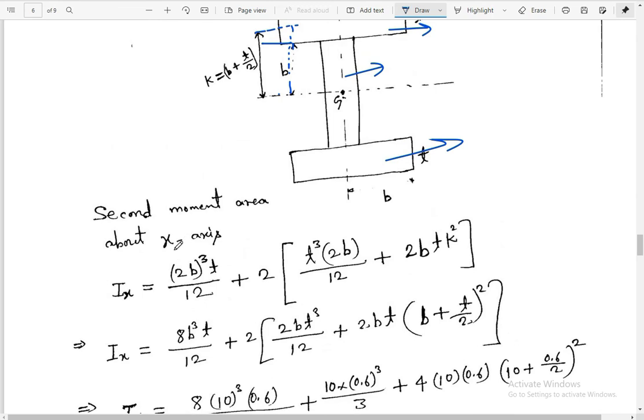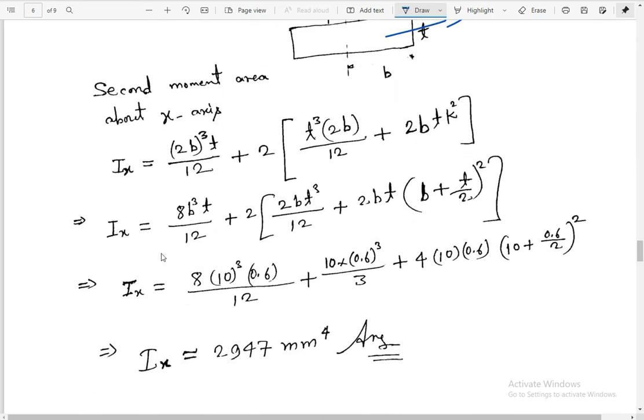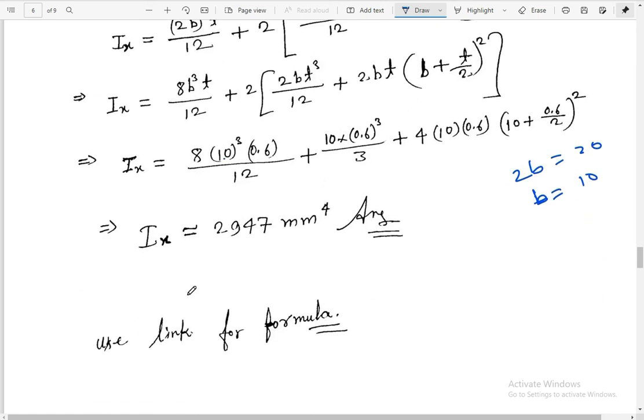According to this formula we just put in the values, like the K value here and all the values of b and t. Remember, 2b is given as 20, so b is equal to 10. Ix equal to, we will get 2947 mm4.